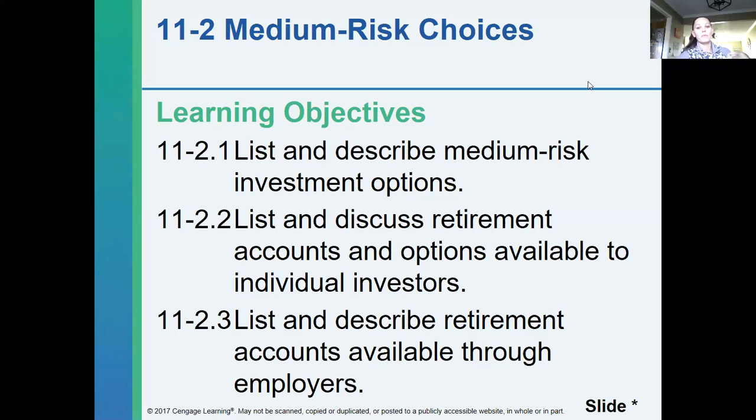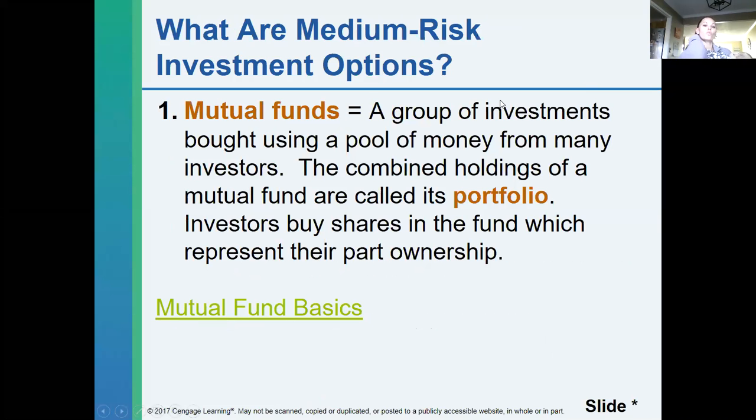Of Chapter 11 on medium risk choices. So the first investment option is a mutual fund. I'll let you write this definition down and then I will show you that video. It's a little under 5 minutes.